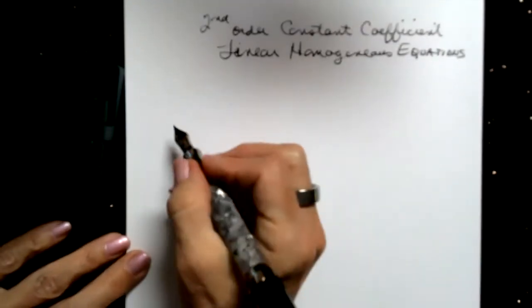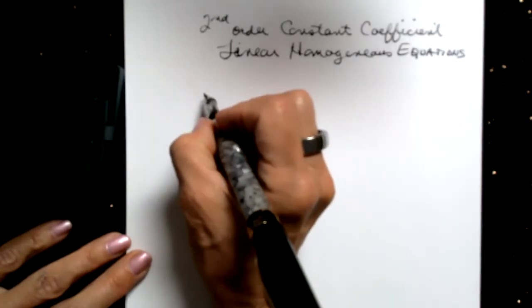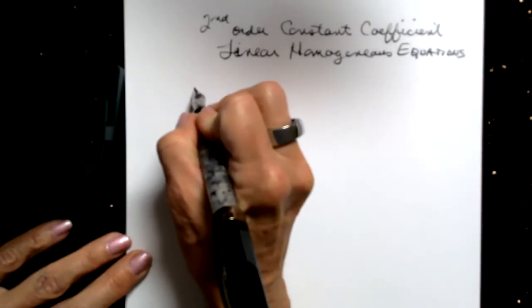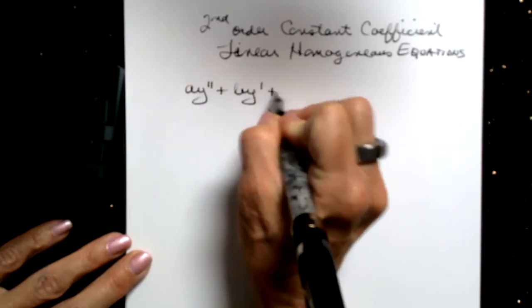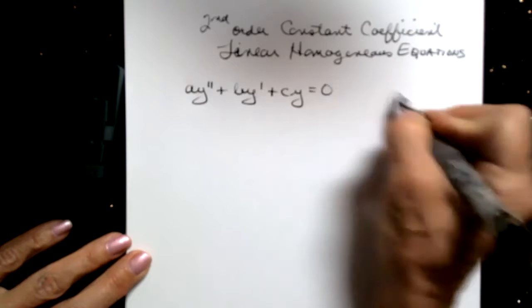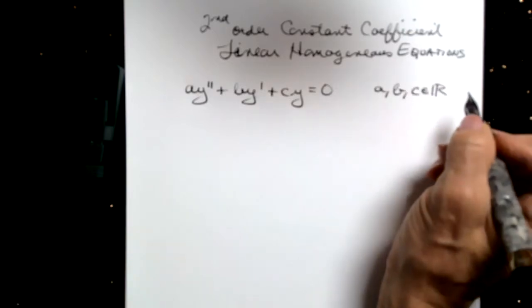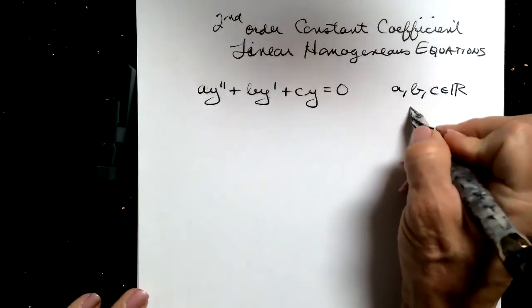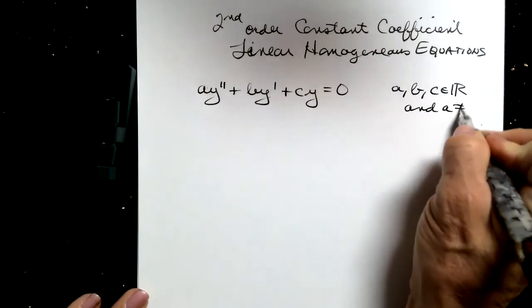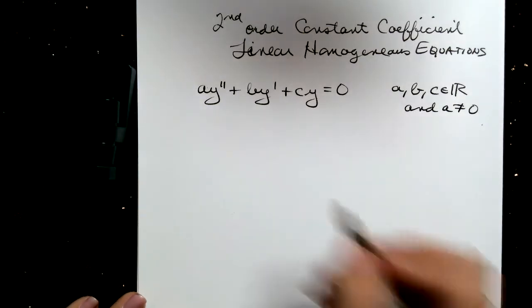So first of all, let's write down a second order constant coefficient linear homogeneous equation. That is an equation of the form ay'' + by' + cy = 0, where a, b, and c are real numbers, and a is not equal to 0, otherwise it's not second order. So we want to solve this.